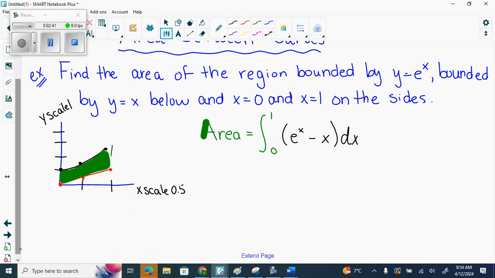So this is what we're going to do. How do we do this using the fundamental theorem of calculus? We do the antiderivative of that. So what's the antiderivative of e to the x? e to the x. What's the antiderivative of x? 1 half x squared, and then plus c, and then a square bracket from 0 to 1.